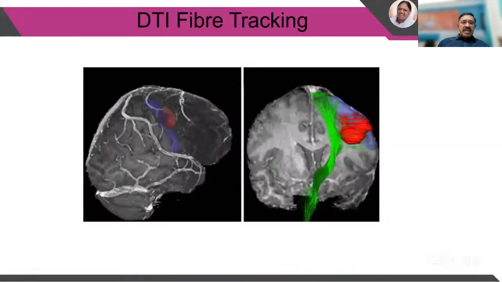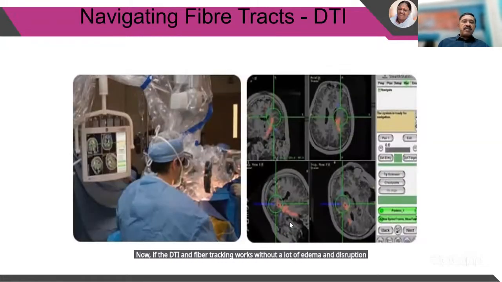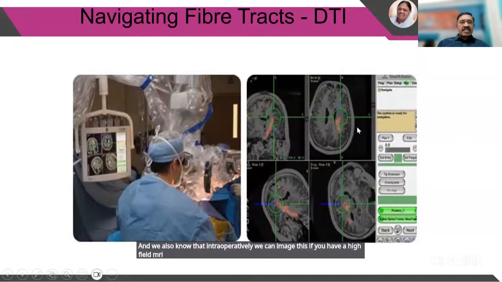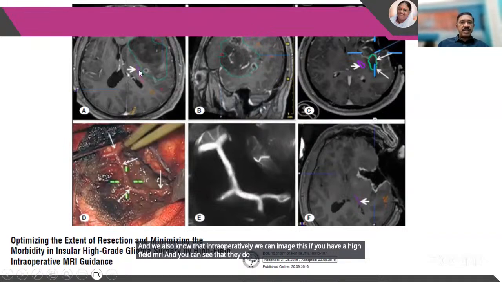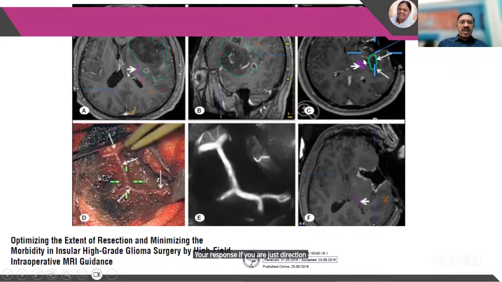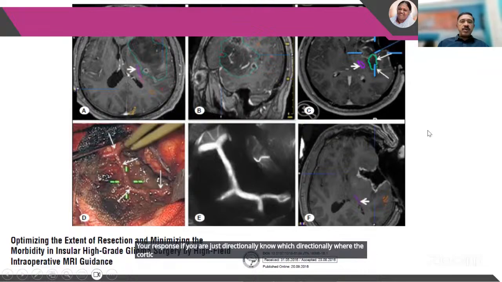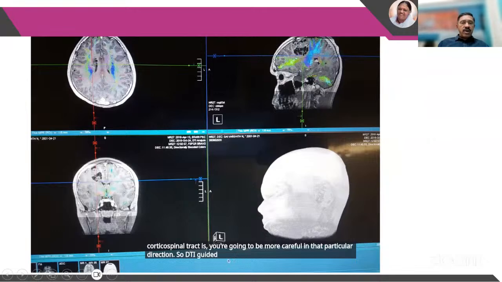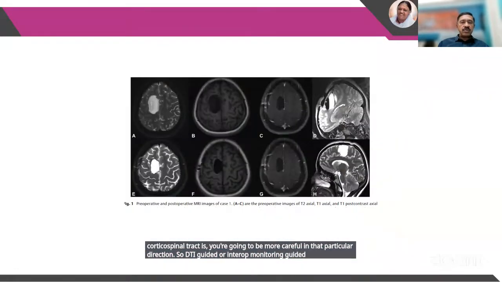Now, if the DTI and fiber tracking works without a lot of edema and disruption, that is very good. And we also know that intraoperatively, we can image these if you have a high field MRI, and you can see that they do change position during the surgery, so that you get directional information, even though you are not going to be very close to them to elicit a response. If you just know directionally which way the corticospinal tract is, you're going to be more careful in that particular direction. So DTI guided or intraop monitoring guided, depending upon whether you are closer to the lesion or far away from the lesion, would be suitable.